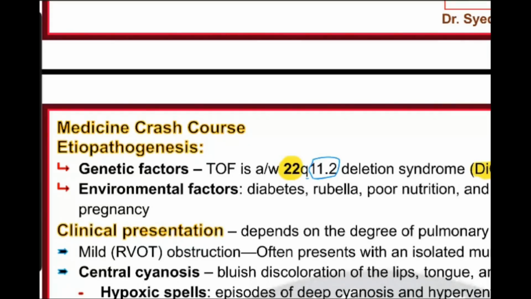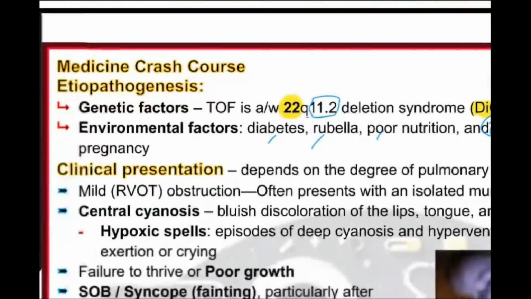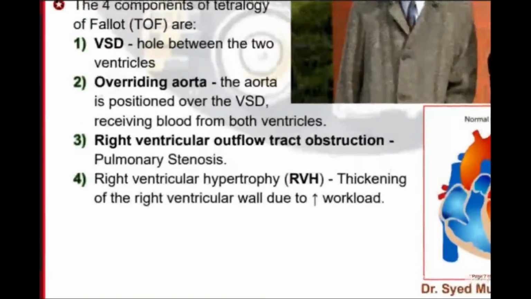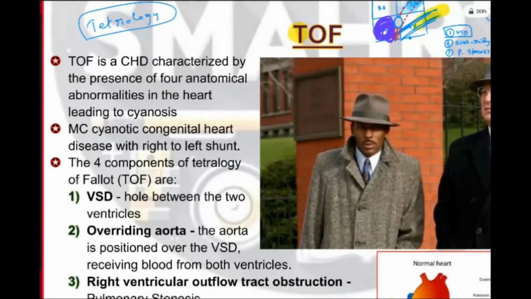Environmental factors during pregnancy: if the mother is diagnosed with diabetes or rubella, poor nutrition, or if she takes alcohol during pregnancy, especially in the first trimester. First trimester taking alcohol, khatam. Welcome tetralogy of Fallot.